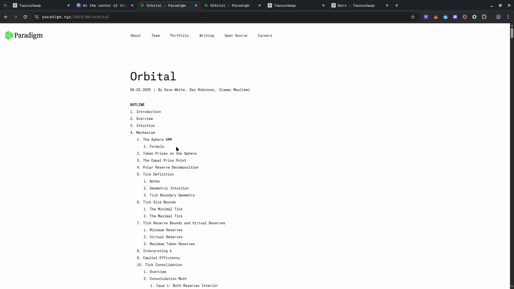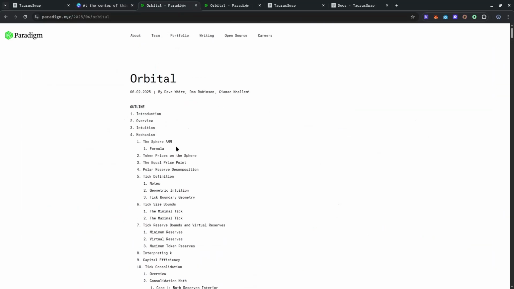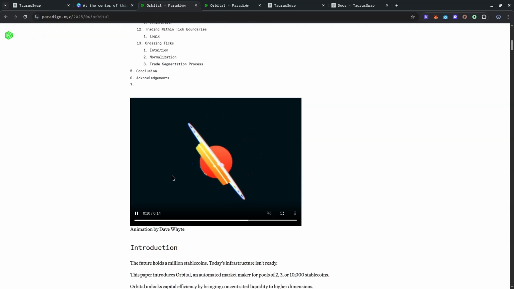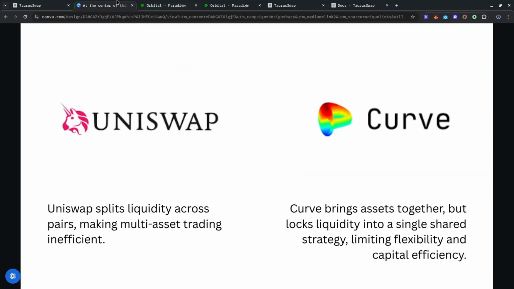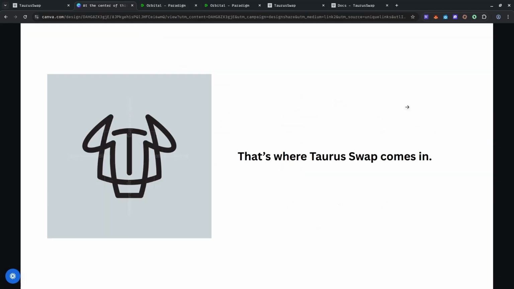So we took some inspiration from the Orbital research by Paradigm, which introduces a completely new mathematical approach using geometry instead of traditional curves. And based on this idea, we built Taurus Swap on Algorand, an AMM which is designed to handle many stablecoins in a single pool efficiently. And instead of simple curves, Taurus Swap models liquidity in a higher dimensional system and concentrates it around the $1 price. That is where most of the trading happens.